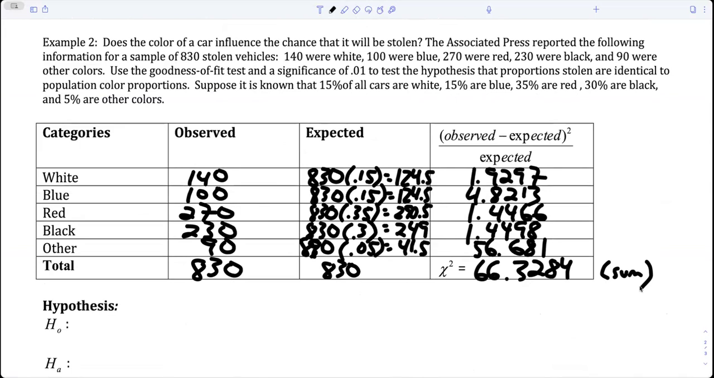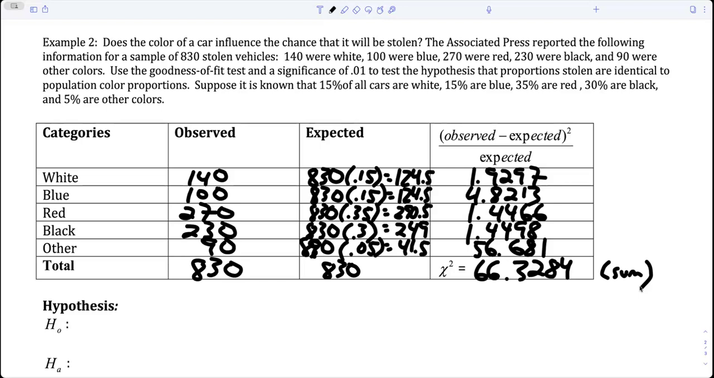Does it matter how many decimals you round it to? No. Like I said, you probably won't even do this when you're actually doing a chi-square GOF test, because your calculator will give you this value. Okay, but this is what the calculator is doing. It's doing that for each of the categories and then adding all of those up.